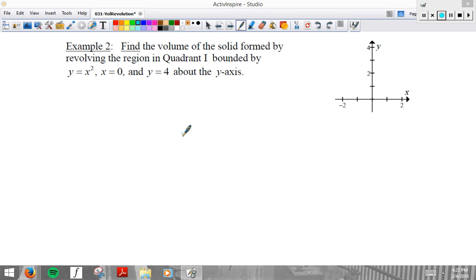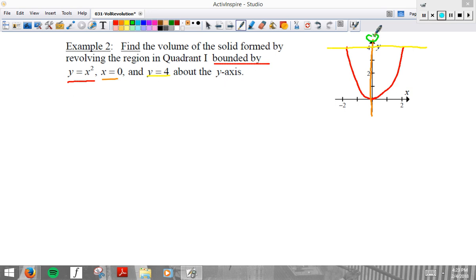Now this one asks me to find the volume formed by revolving the region in quadrant 1, bounded by, and again, bounded by is a cue for you. Bounded by should mean you're going to sketch it or think about how this region looks. Y equals x squared. We just dealt with that. Not so curvy of a parabola, I know. Oh well, just sketch. X equals 0, y-axis. Y equals 4, that's a horizontal line. And we're revolving about the y-axis.